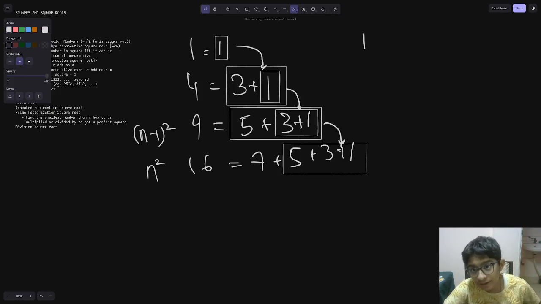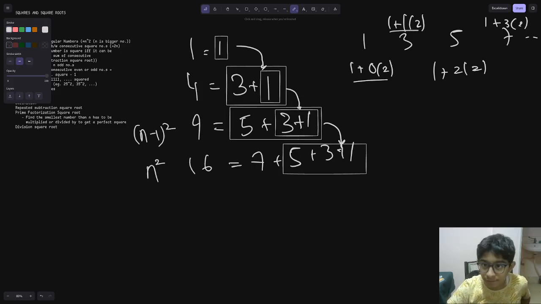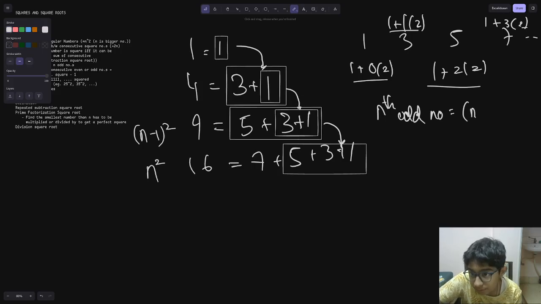And what are the odd numbers? 1, 3, 5, 7, and so on. Can I express this as 1 plus 0 times 2? Can I express this as 1 plus 1 times 2? Yes. This as 1 plus 2 times 2? Yes. This as 1 plus 3 times 2? Yes. So the first odd number has 0, the second odd number has 1, the next one is 2, the next one is 3. So the nth odd number is equal to n minus 1 times 2 plus 1.